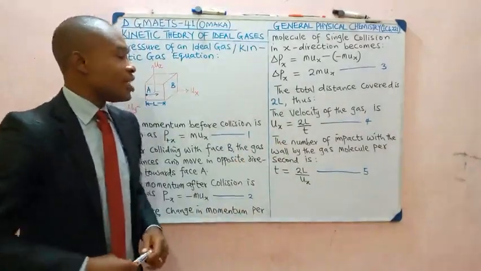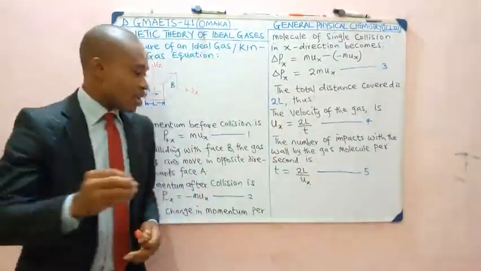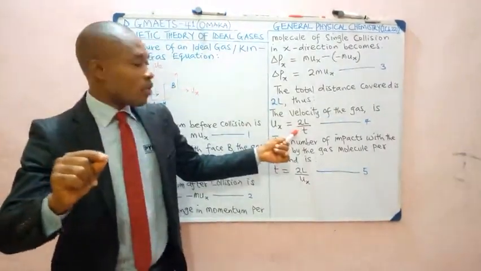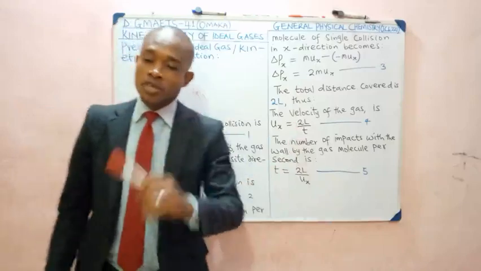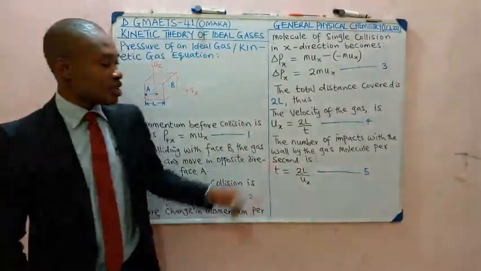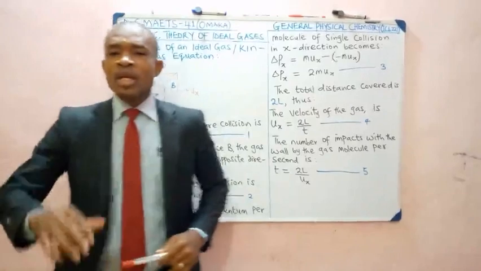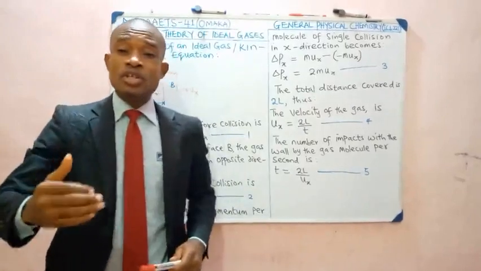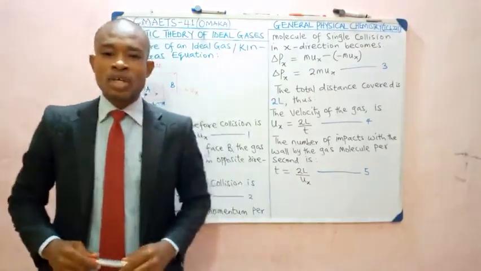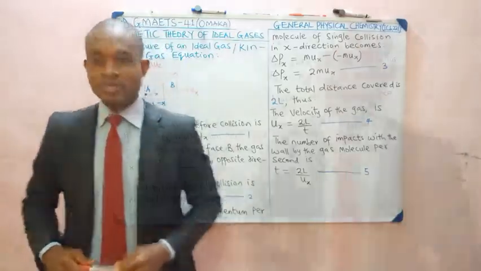Can we now define the number of impacts with the wall by the gas per second? What that means is simply to make time the subject of the formula from equation 4. If we make time the subject of the formula, we're going to get 2L all over the velocity of the gas. And that gives us the number of impacts with the wall by the gas molecule per second. In the next video, we are going to introduce Newton's second law of motion, where we define the rate of momentum in order to achieve the equation we are trying to derive.